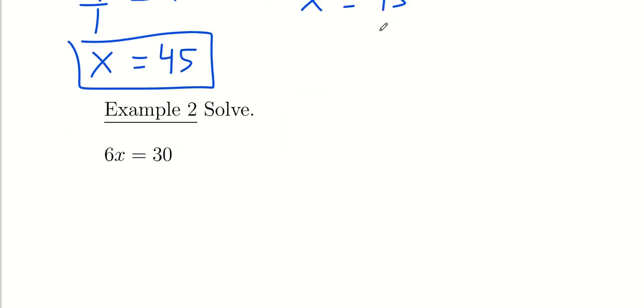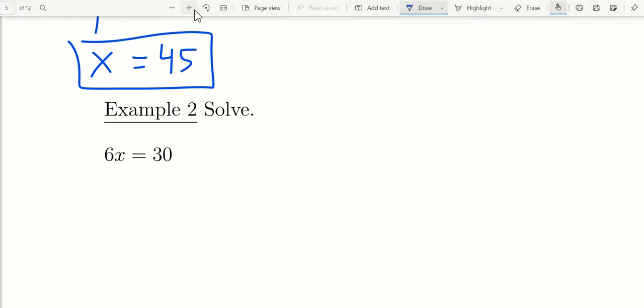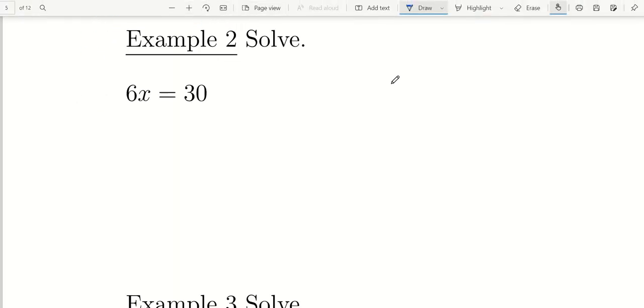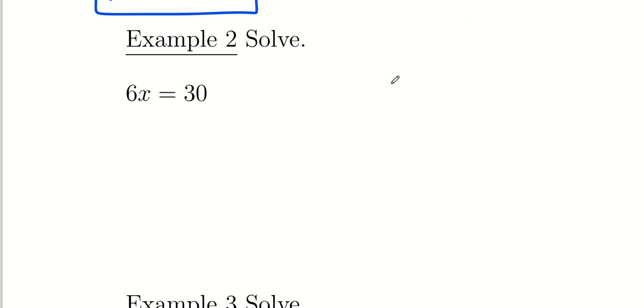In example 2, we were asked to solve 6x equals 30. Keep in mind that whenever we write the variable right next to the number, this is an implied multiplication. To get the x by itself, we would like to remove that multiplication by 6. We can do that by doing the inverse or the opposite operation. The opposite of multiplying by 6 is to divide by 6. And whatever we do to one side, we have to do to both sides.